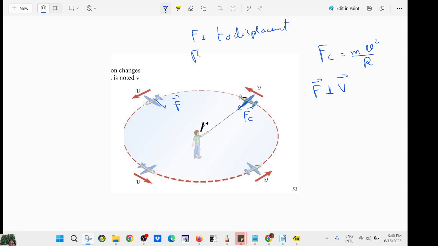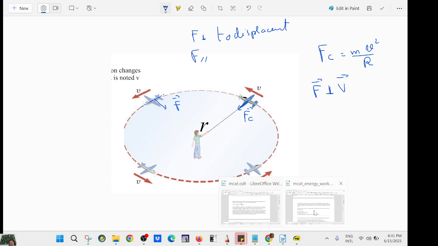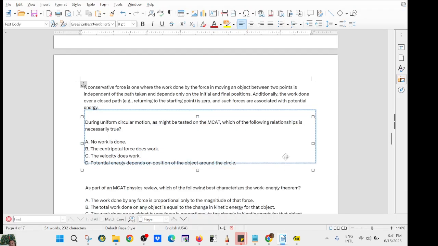Okay, there is no parallel component here. There is no parallel component along that displacement. So it means that the force cannot change the speed. And if it does not change the speed, it does not change the kinetic energy. So there is no work done. Okay, so the work done by F equals 0. There is no work done, right?